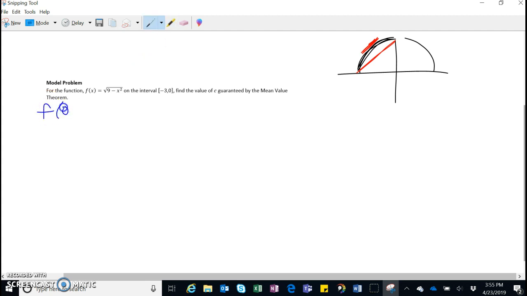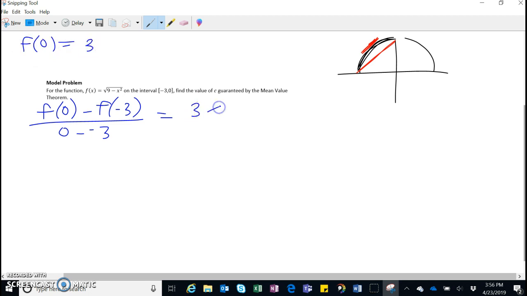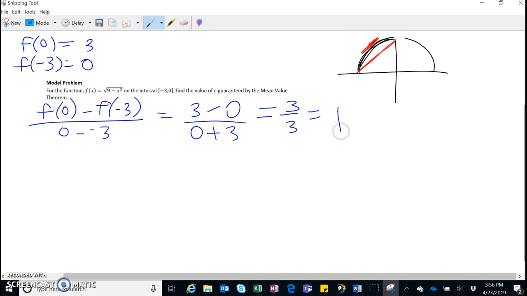That's f of 0, change in y, minus f of -3 over my change in x, 0 minus -3. If I plug a 0 into this function, f of 0, I'll do my side work up here, that's the square root of 9 minus 0 squared, or 3. And if I plug in f of -3 into my function, that's the square root of 9 minus -3 squared, or 9 minus 9, so I get 0 up top. I do some simplifying down here, and it's 0 plus 3 in my denominator. So 3 over 3 gets me to a slope of 1.